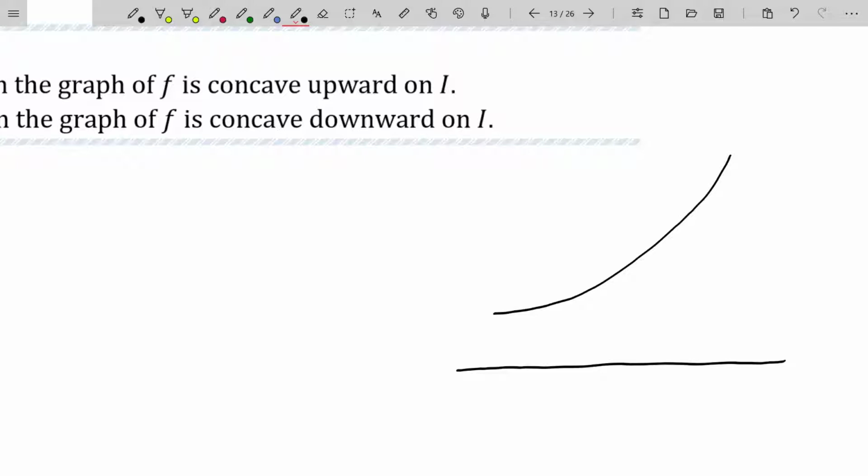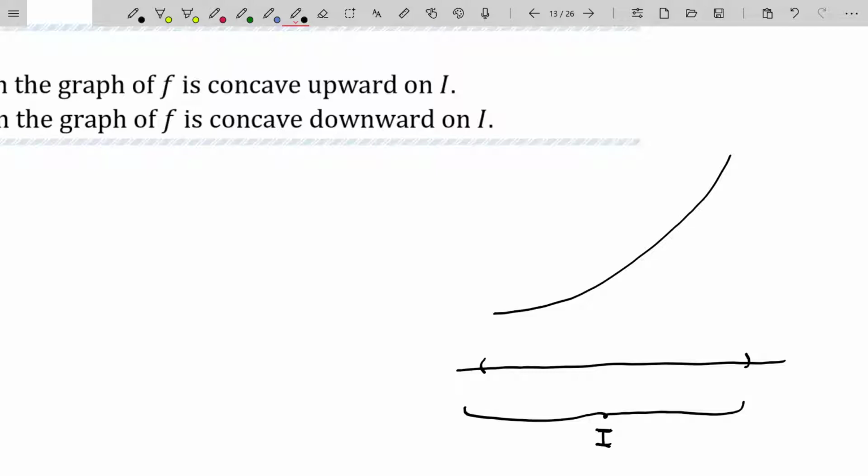Now I hope you can agree that that curve looks to be concave up. And I'm just going to say that this interval, let's go ahead and just say from here to here, that interval we're going to call I. That's not that big of a deal. We know it looks to be concave up on that. We're going to go ahead and prove that if the second derivative is positive, then it is concave up.